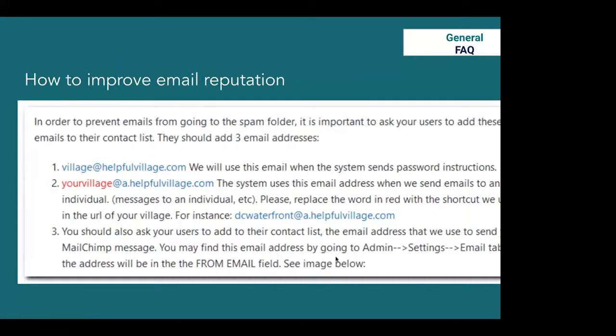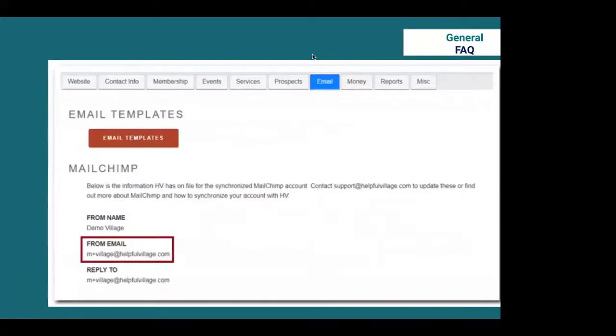You can find this email address by going to admin settings and the email tab. I'm going to show this next. And this is for the email from groups. This is where you can find the email address we're using for MailChimp. If you go to admin settings and then into the email tab, down here in the MailChimp configuration, you will see the email being used for your village to send the MailChimp messages. So that is one of the 3.